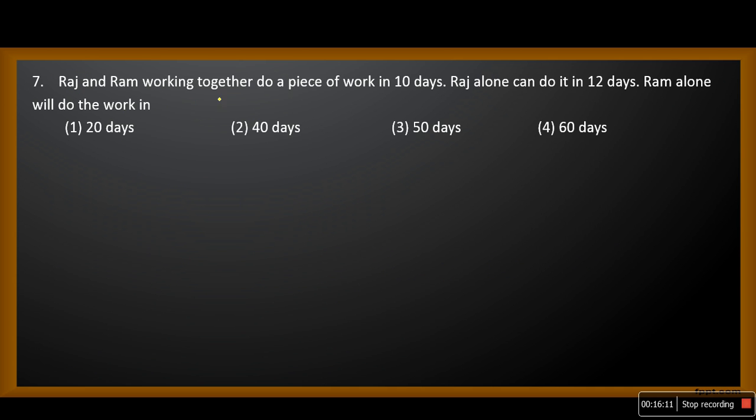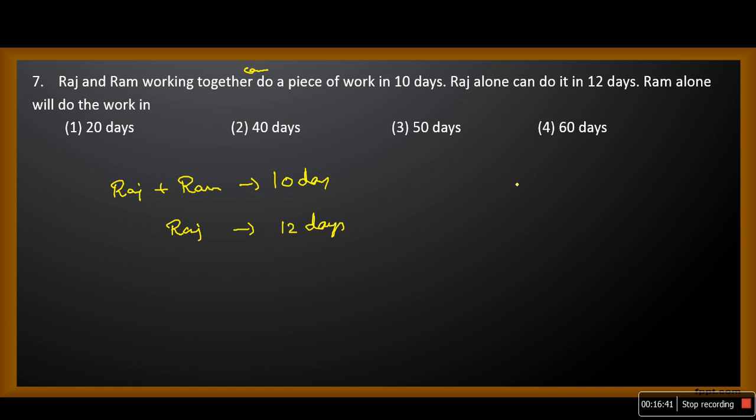Raz and Ram working together can do a piece of work in 10 days. Raz alone can do it in 12 days. Ram alone will do the work in how many days? See here, Raz and Ram together, it means the efficiency of Raz and the efficiency of Ram, are taking 10 days to complete a work. If Raz alone works, he can do the work in 12 days.